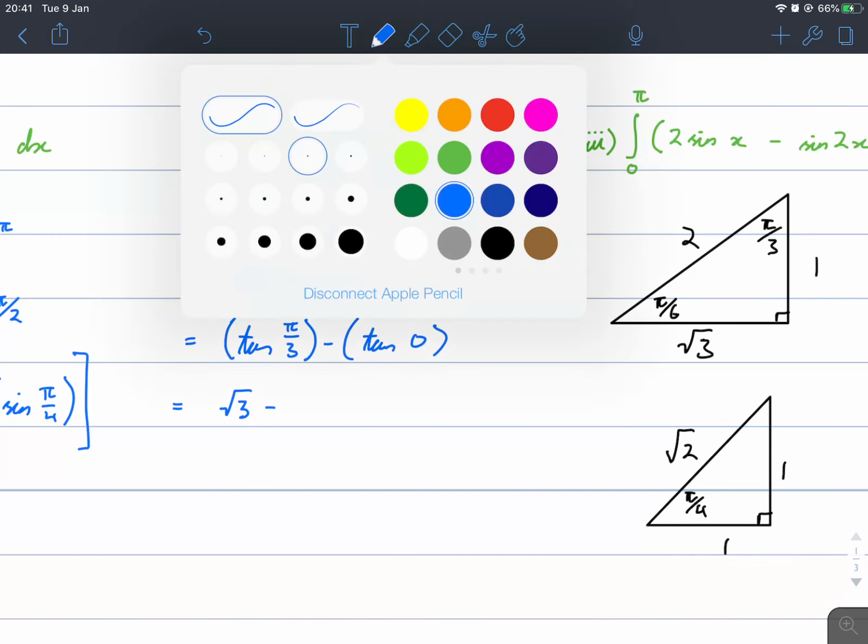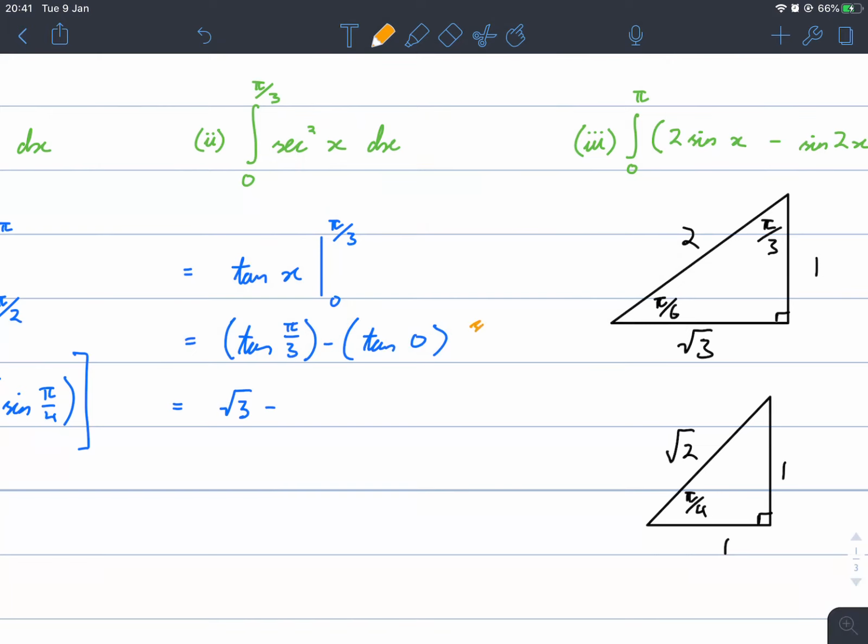Tan of 0, you can think of this as sine 0 on cosine 0. Well, sine 0 is just 0, and 0 over anything is just 0. So this is root 3 minus 0. This becomes root 3 units squared.